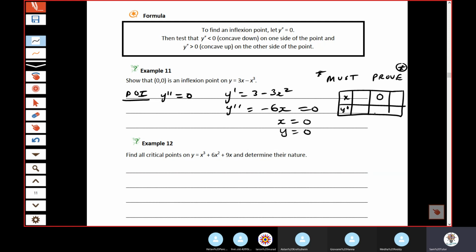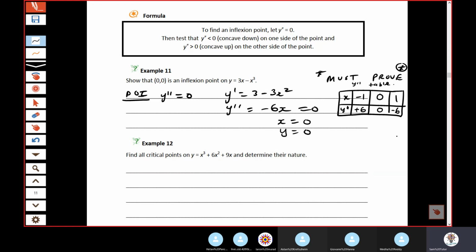Okay, back to this. At 0, you know y double dash is equal to 0 because you just solved for it. Choose a number before, choose a number after. Sounds good so far? Sub in negative 1 into y double dash, because that's what it says here, so it must prove y double dash table. Negative 1 gives me positive 6. Sub in 1 gives me negative 6.